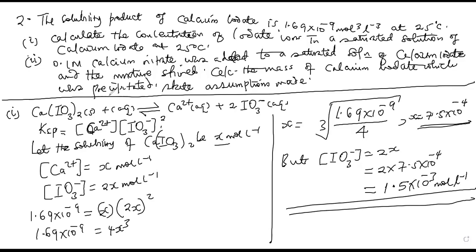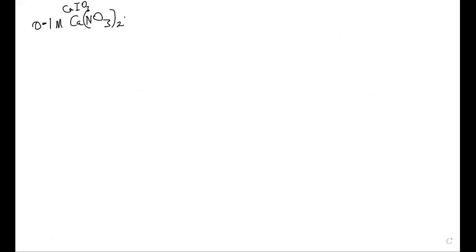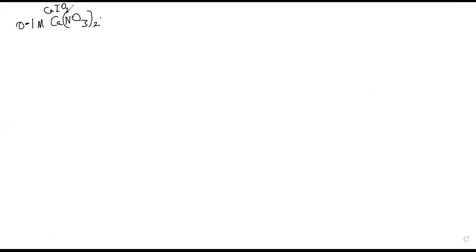Part 2: they have added 0.1 molar calcium nitrate. But remember, you had calcium iodate. This is very interesting. What does it mean? Since we had iodate and we've added a nitrate, it means that we have introduced calcium as our common ion.